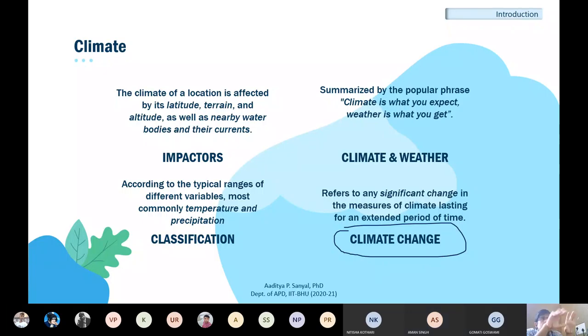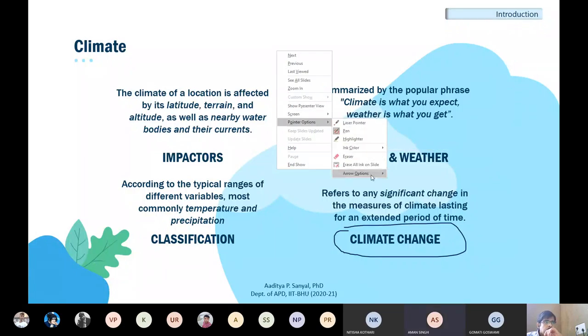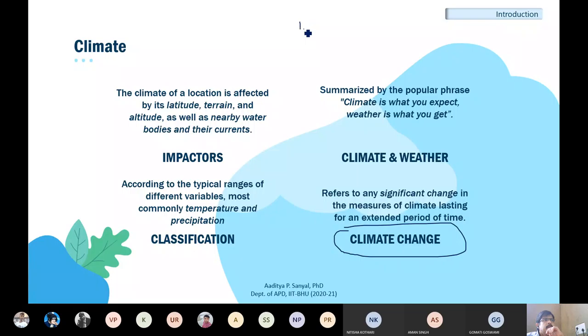Which factor actually affects your climate the most, or which creates your climate? Sir, globally or locally? Globally, locally, what actually creates these climates? The latitude, terrain, altitude, solar radiation, temperature, precipitation, what actually creates your climate? Globally, locally, everywhere. Can you tell me? Depends on the climatic zone where we are. Distance from equator.